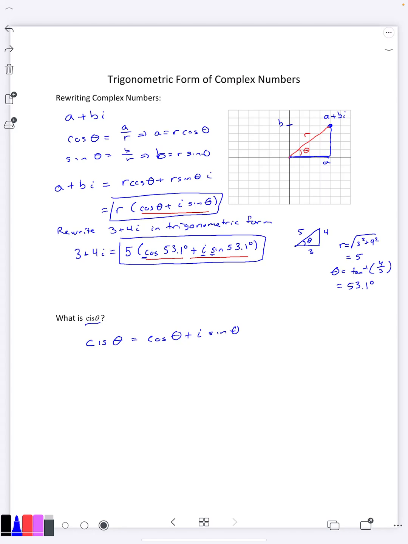And that means my trigonometric form of a complex number, instead of actually writing out r times cosine theta plus i sine theta, we're going to write it as r times cis theta. And this specific example we already solved here, 3 plus 4i would then be 5 cis 53.1 degrees. So this is just the shorthand notation for this.